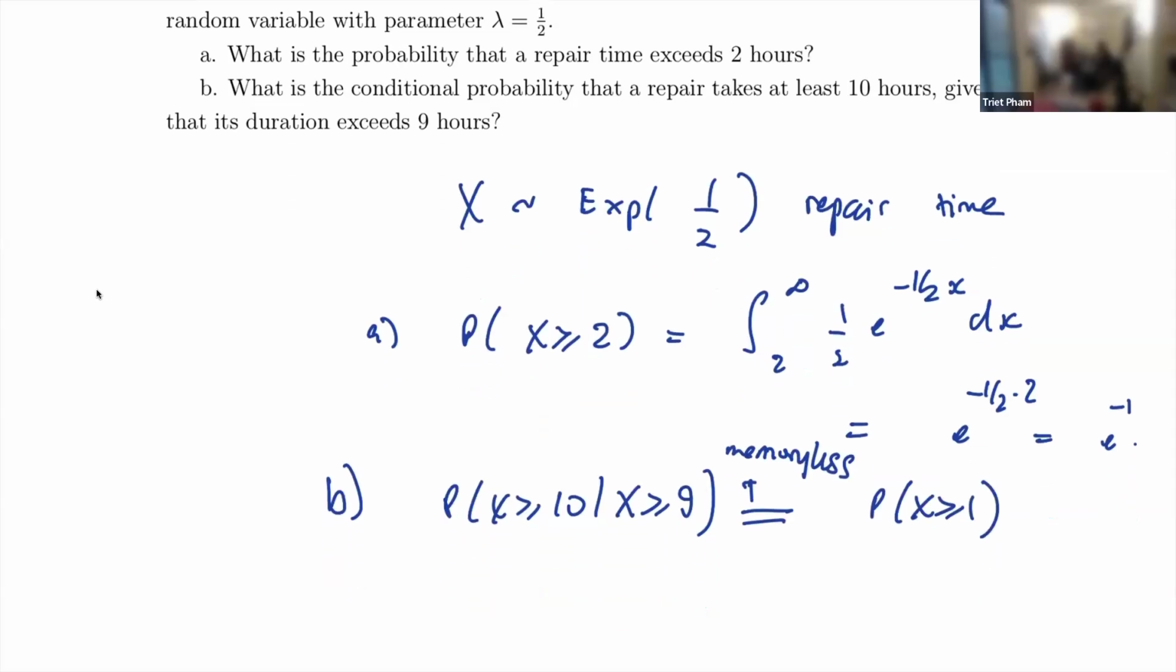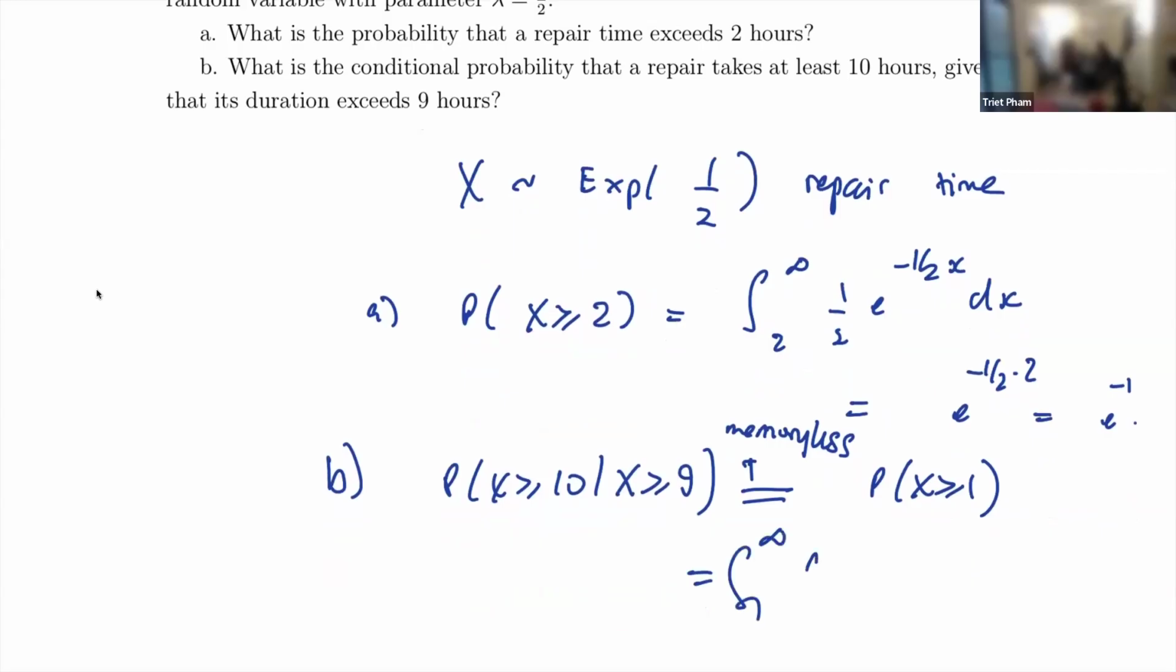Okay. And using a similar calculation, this will be e to the minus 1/2. Any question? Okay. So I guess that's the only, well, not the only.